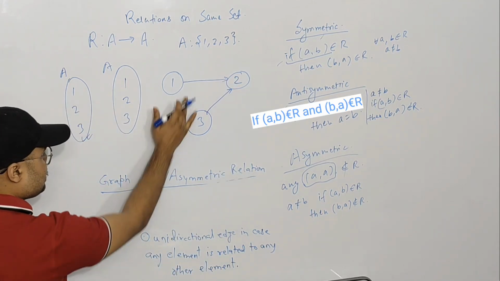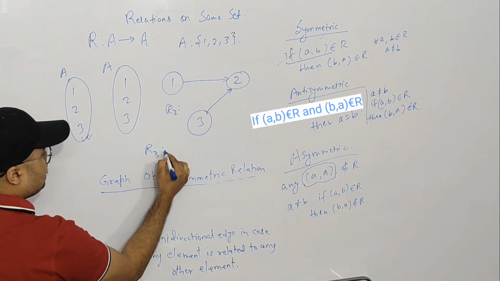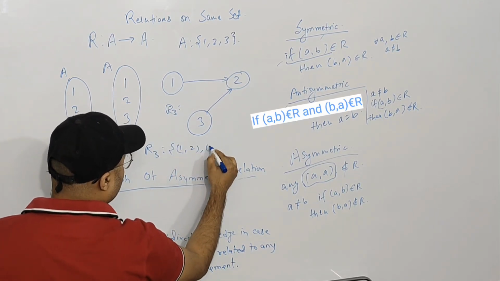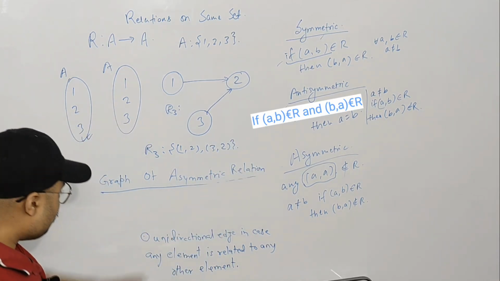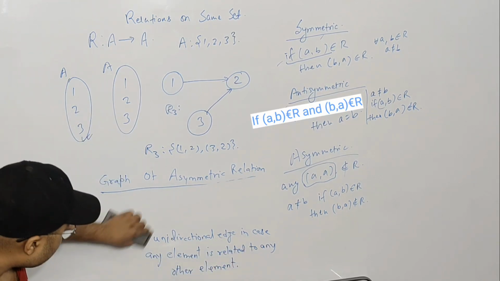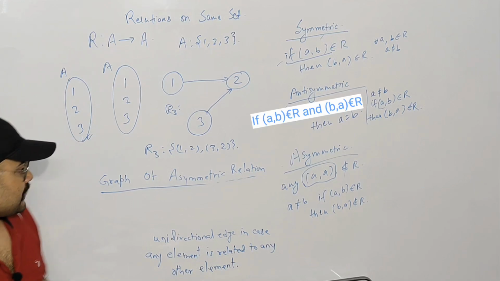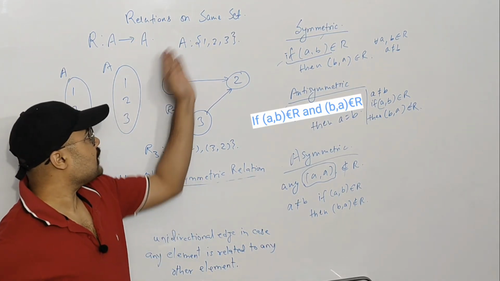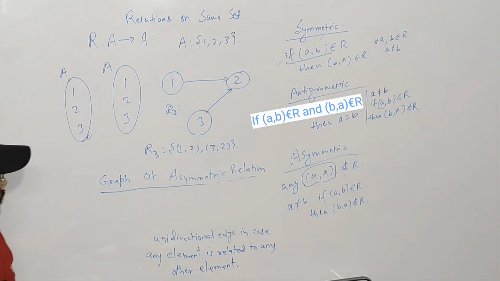Let's say this is it. What type of relation is this? If this is R3, then R3 is 1 comma 2, 3 comma 2. So a unidirectional edge in case any element is related to another element. This is the graph of an asymmetric relation. So you can see in an asymmetric relation there is no self loop, there is no bidirectional edge, there is only a unidirectional edge.